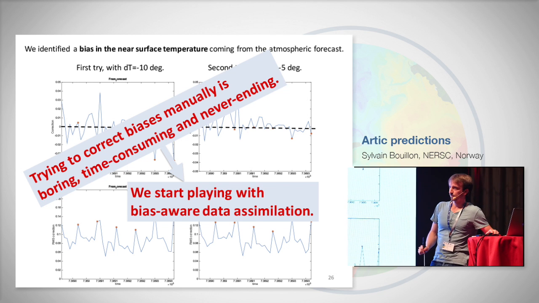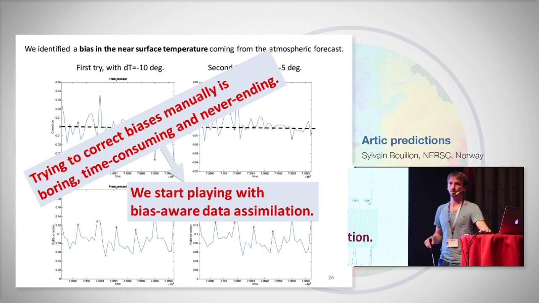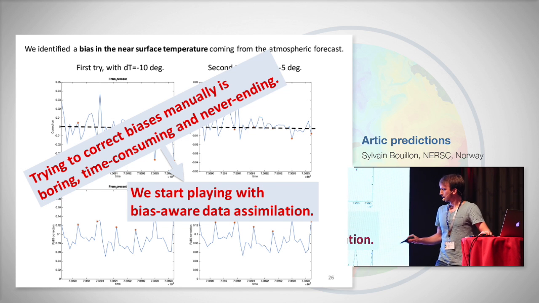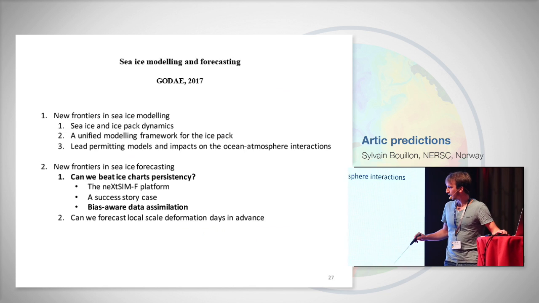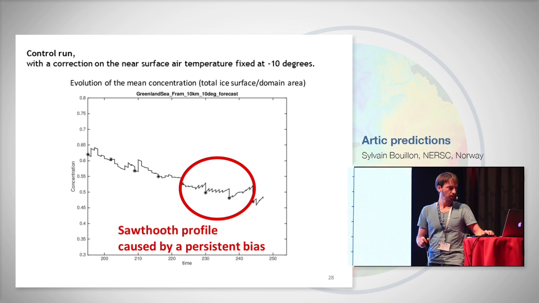But this is boring to try to correct biases manually. It's time consuming. It's never ending. It's not satisfactory. So what we did instead is to start playing with bias-aware data assimilation. And that's what I will just present now.